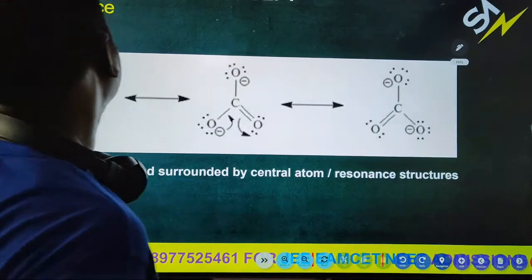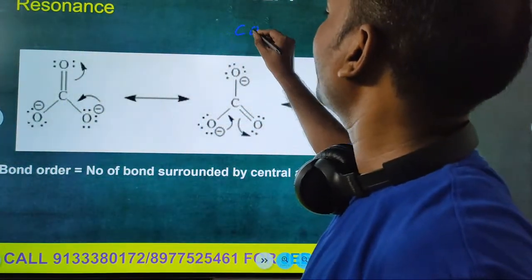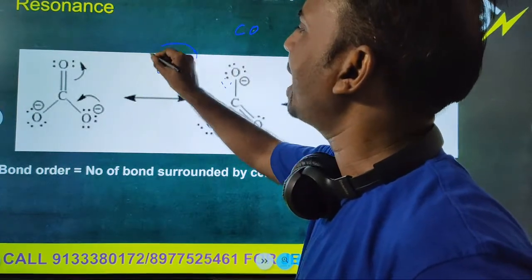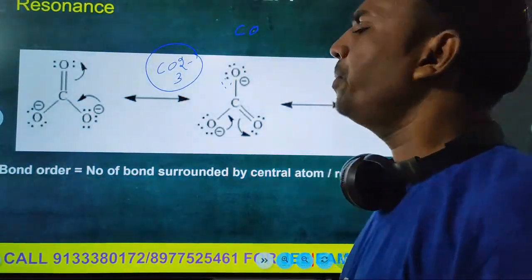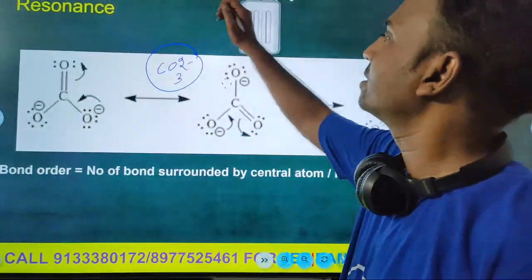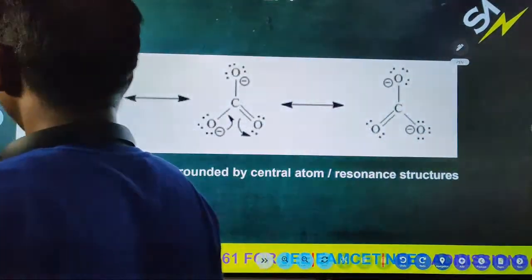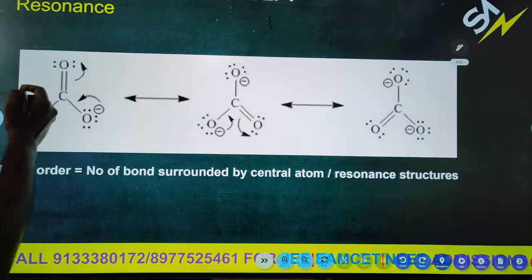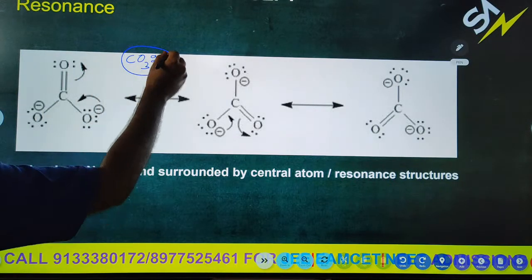Now next one, what is this? CO3 2 minus. It is an ion. What is the name of this ion? Anion. Carbonate anion. Carbonate anion showing resonance structures. So how many resonance structures does the carbonate anion show? So first I write here CO3 2 minus. What is this formula?